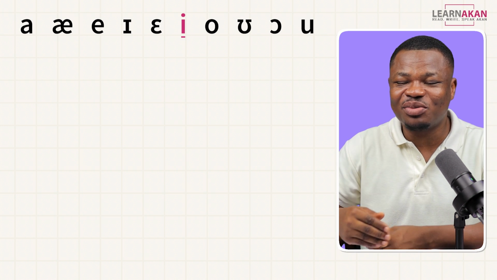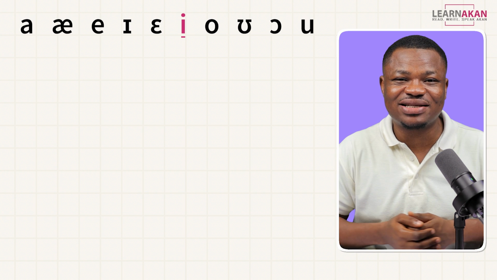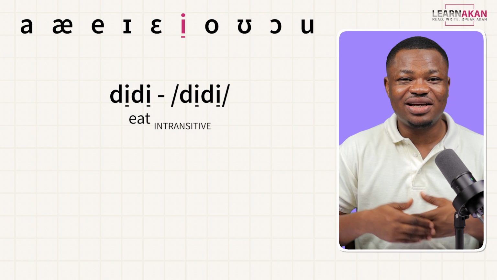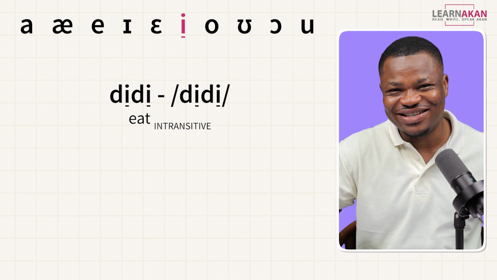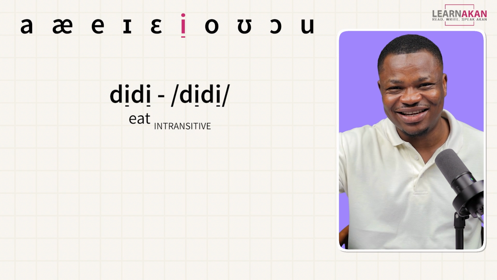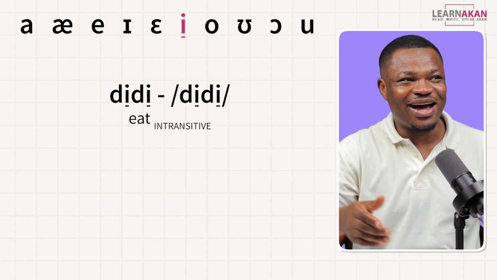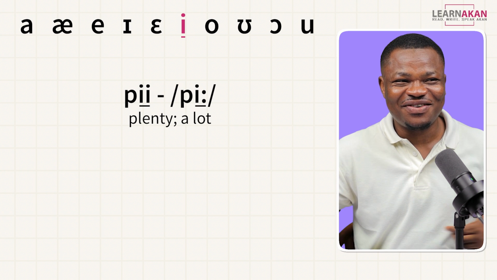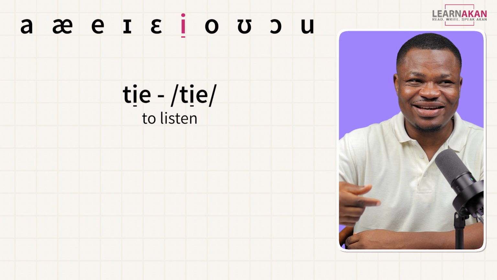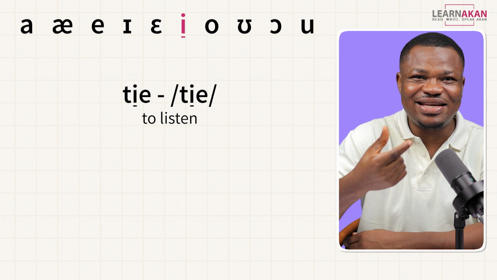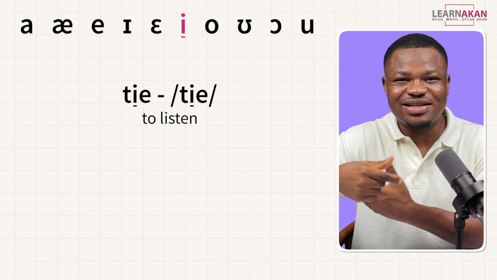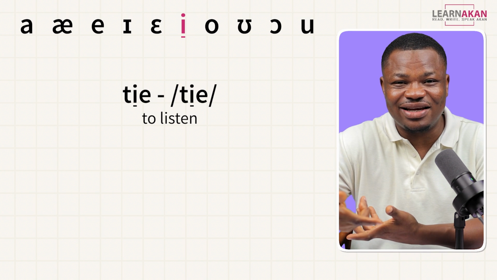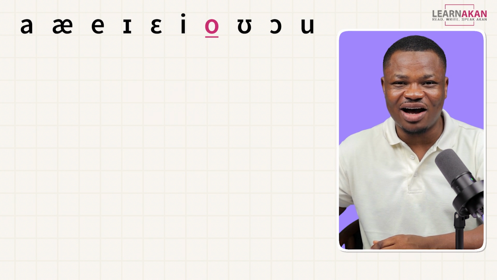So for word examples that contain this particular sound in Twi, we have didi, okay? Didi, so here E. We have P. We have T. So it starts with an E and ends in A. So you have T, right? T. To the next one, we have this vowel.